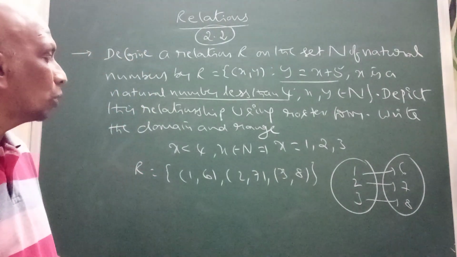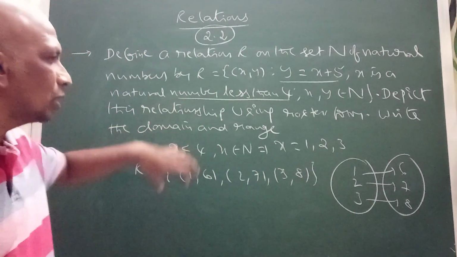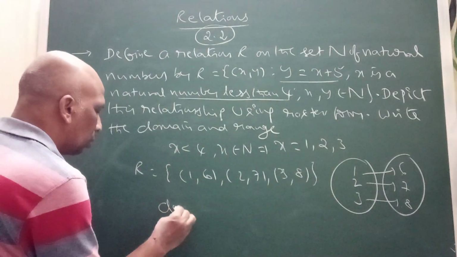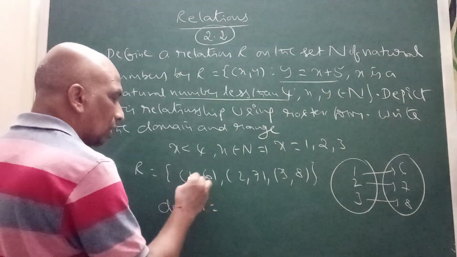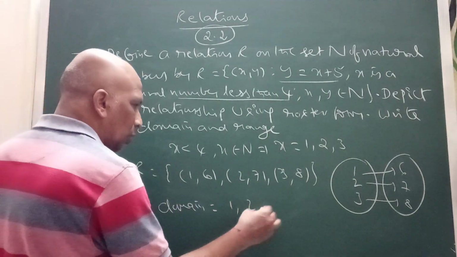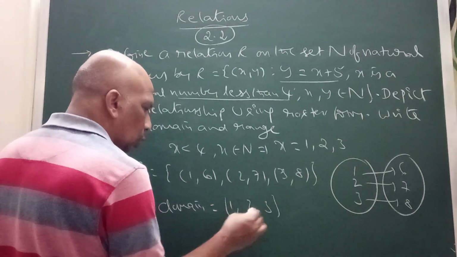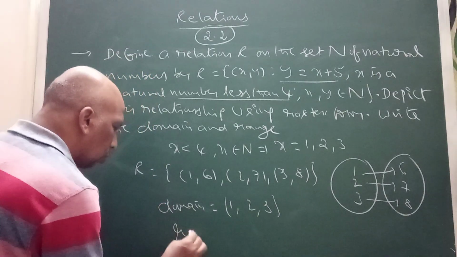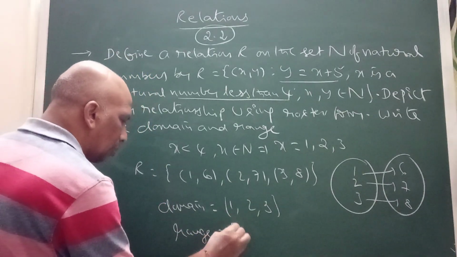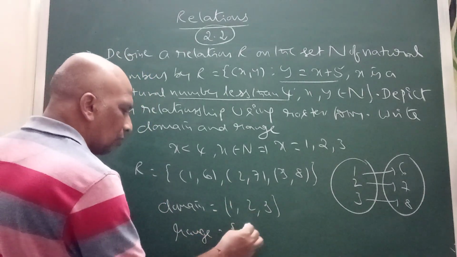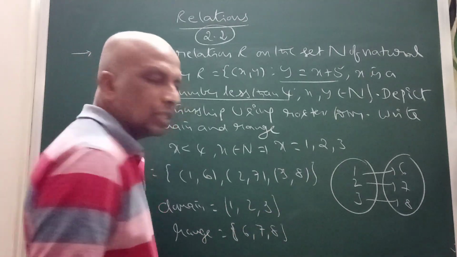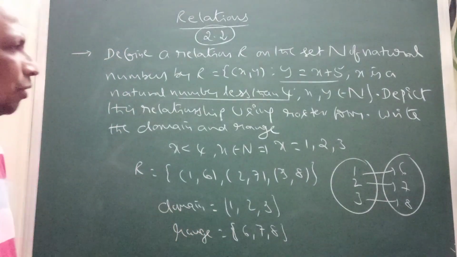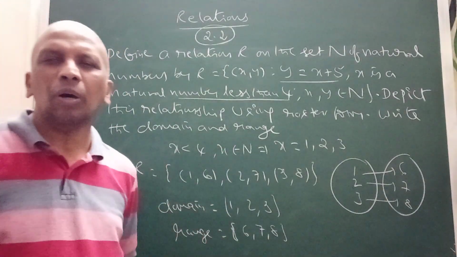But when they are talking about the domain in this relation, what is the domain here? They are asking for the domain, the set of first elements, right? 1, 2, 3. So this is the domain. And the range is the set of second elements, right? I get the set 6, 7, 8. So 6, 7, 8 will give the range. This is a very simple problem.